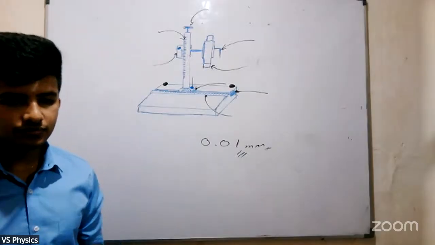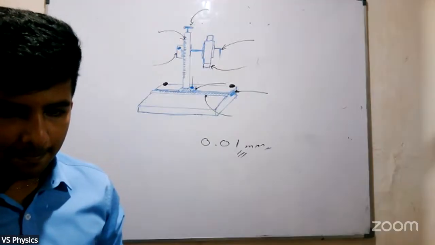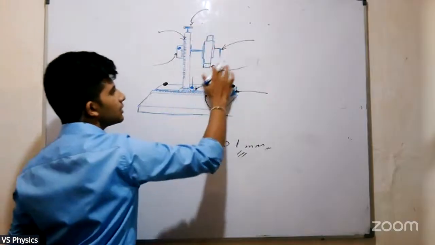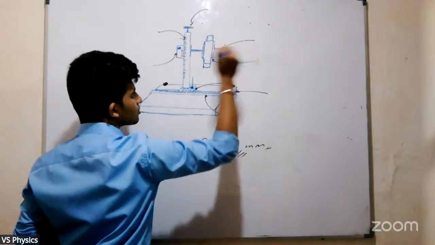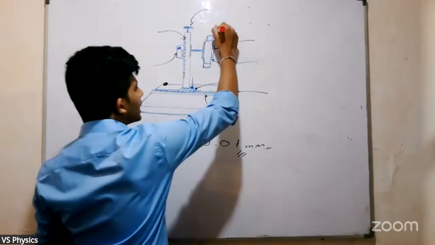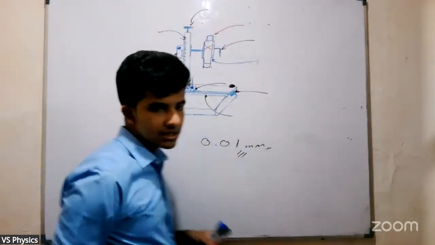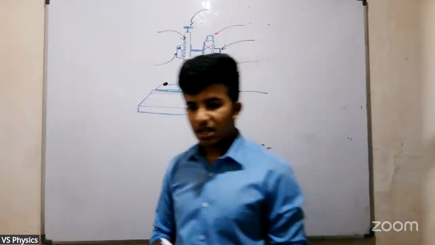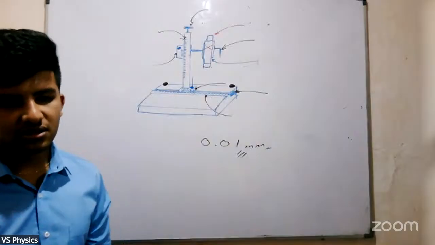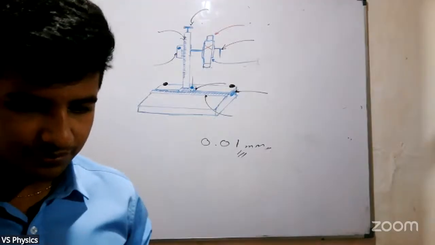Other than that, in a microscope we have two pieces. One is the eyepiece, and inside this we have cross wires. Before starting any experiment, we have to move the eyepiece such that the cross wires are focused. So that's it for the parts of this instrument.